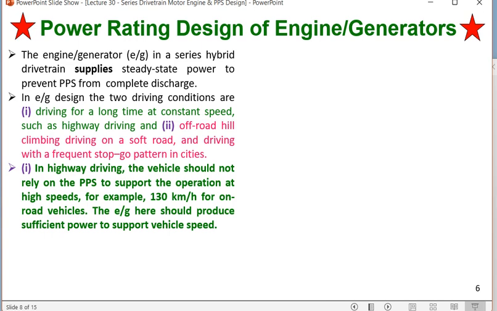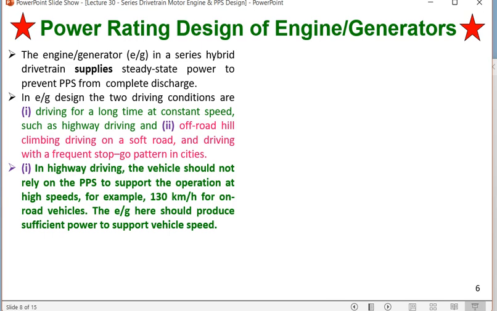At that time, how well we are able to accelerate, how easily we can go above the hill, all these are going to decide the power rating of the engine or generator. That means this is actually talking about how well the PPS and primary source are designed.